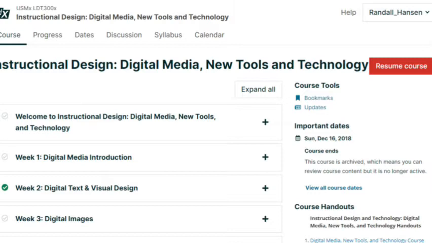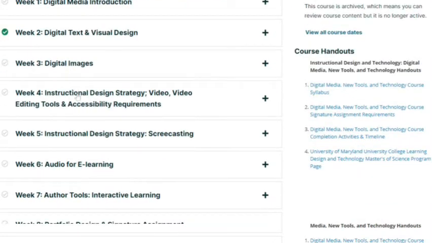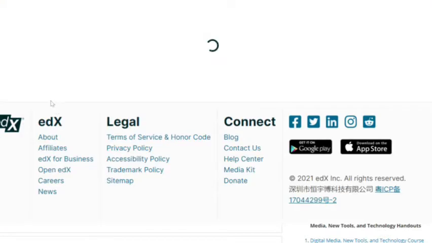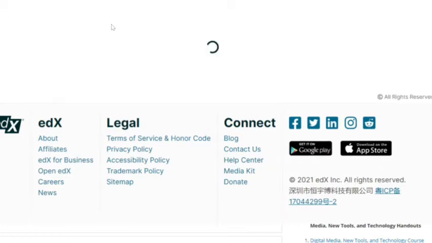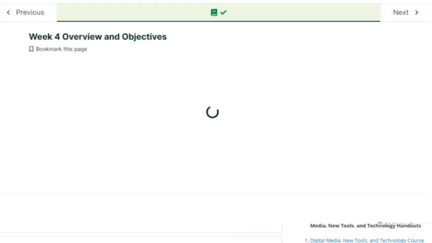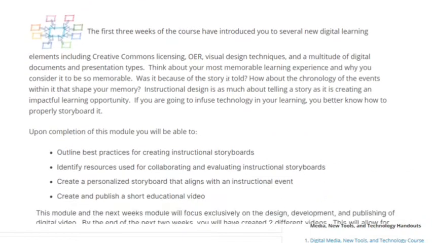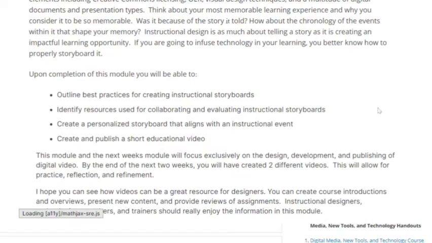Another effective feature of the course is the content, which includes clear connections between course material and assignments to their learning objectives. For example, in week 4's overview, 4 objectives are listed, including create and publish a short educational video. Within the lecture material for this unit, there are clear explanations of technology, including videos and helpful links to resources. The final assignment for the digital media unit, weeks 4 and 5, is a storyboard and video. And throughout the course, each module's content is explicitly linked to learning outcomes and course objectives.